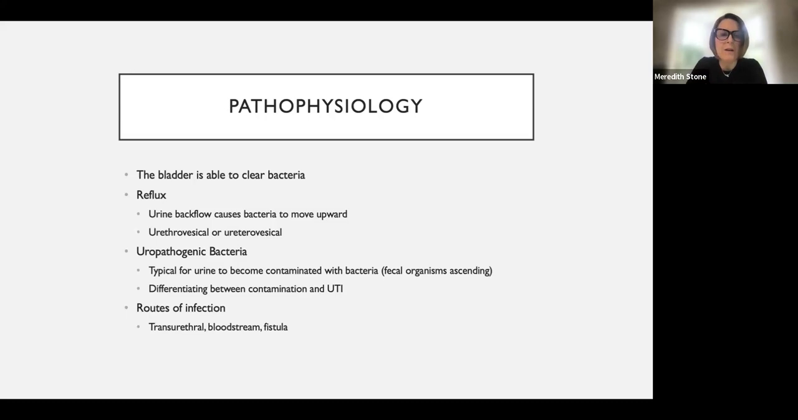Because remember what I said, the bladder should be a sterile holding device. And we shouldn't have bacteria there, but it certainly can travel up. It's another reason why, with catheters, we can introduce bacteria into the bladder. If somebody has routes of infection, right? So transurethral, which we just talked about. They can also have, if they have a bloodstream infection, certainly then it can pass into the bladder, or a fistula, right? So if somebody has an anal fistula, or some other type of fistula, you could have bacteria then move into the bladder and be the source of infection.